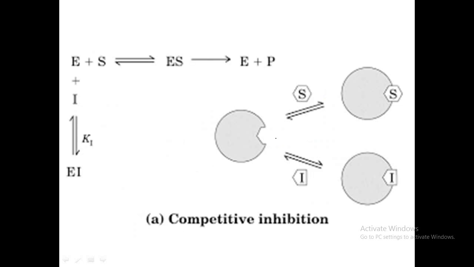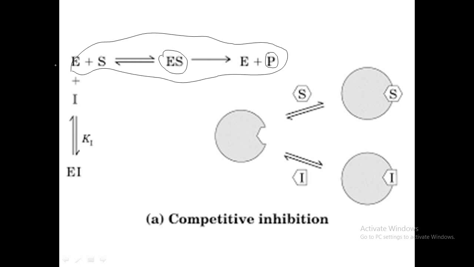So if you look at this figure, it shows that the enzyme binds with the substrate to form the enzyme substrate complex, and finally the product is formed and released from the enzyme. So when there is no inhibitor, this is what happens. This is the general scenario that occurs in the absence of an inhibitor.